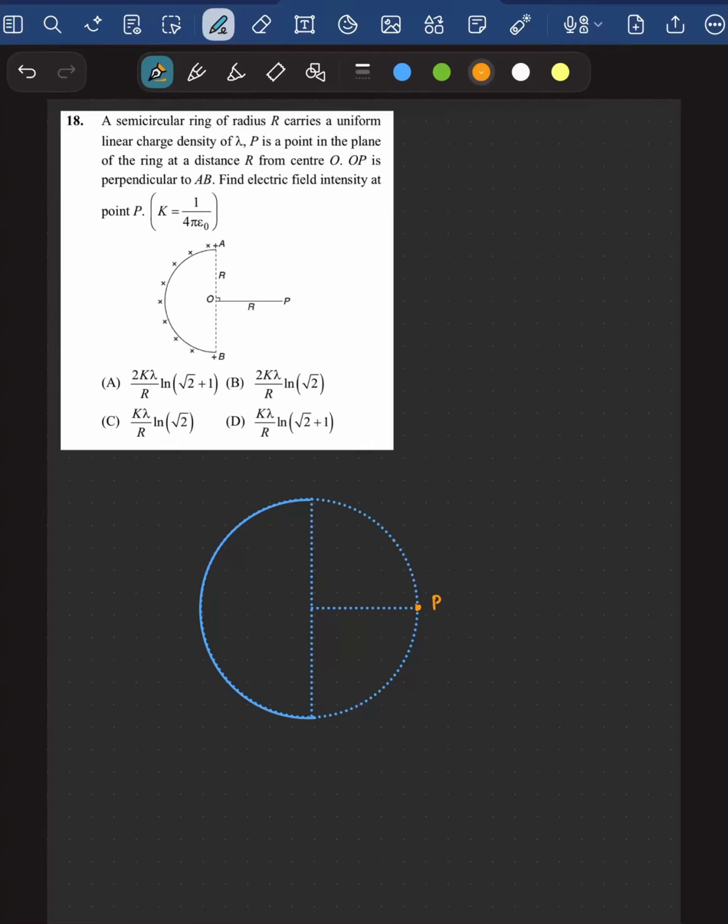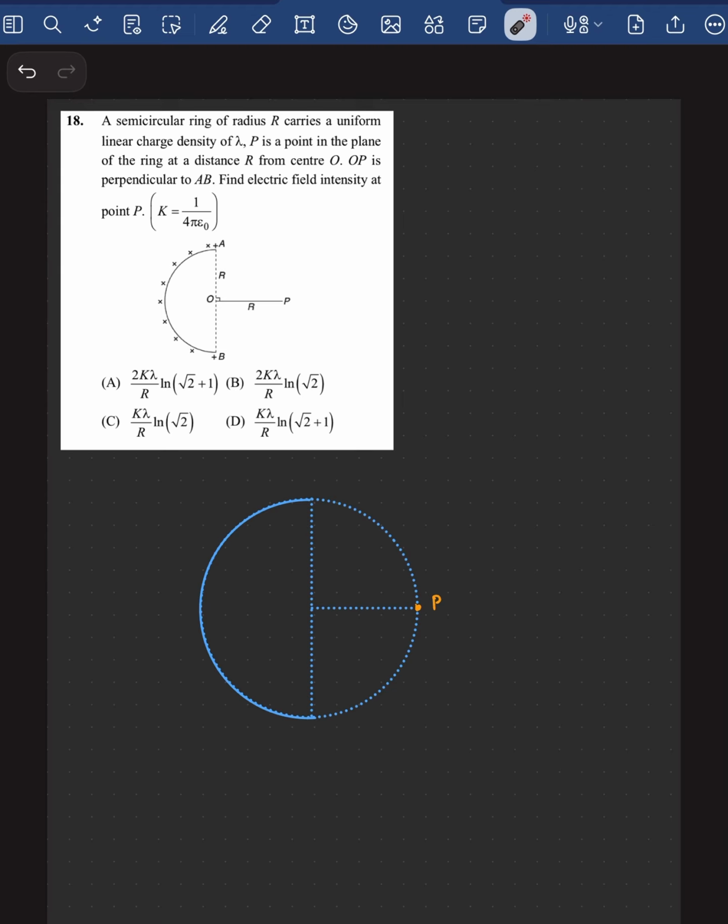Hey guys, so this was one of your homework problems. You had a semicircular ring of radius r, and the semicircular ring of radius r carries a linear charge density of lambda. You need to calculate what will be the field due to this semicircular ring at a point P, and this point P is located in the plane of the ring at a distance of r from the center of the ring over here, right?